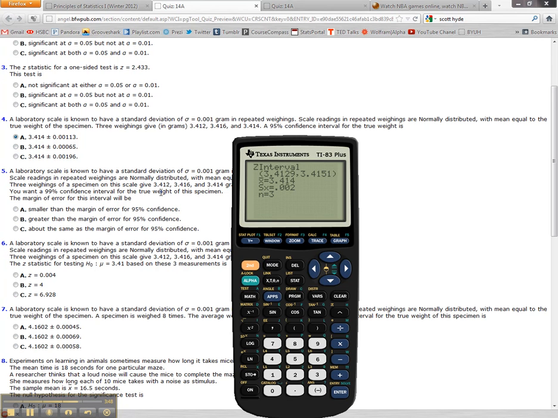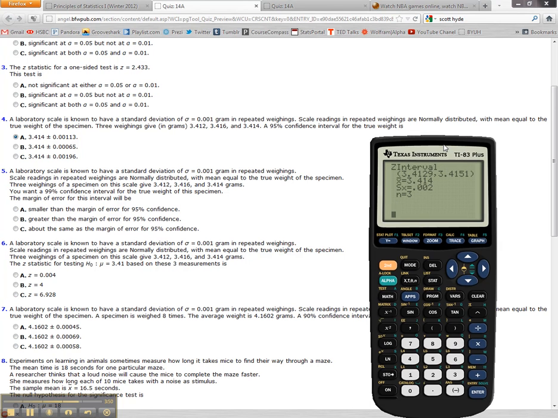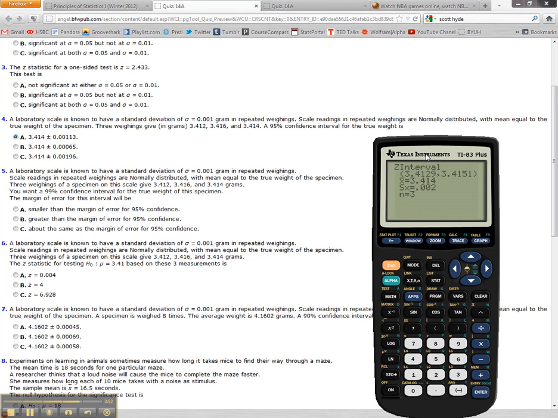But this is the easiest way to calculate Z confidence intervals using the calculator. And I'll try to do another confidence interval question by hand, but try to use the calculator just so it'll give you less grief. But that's it.